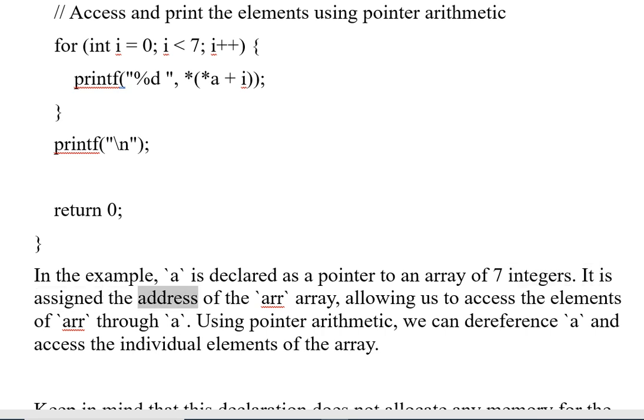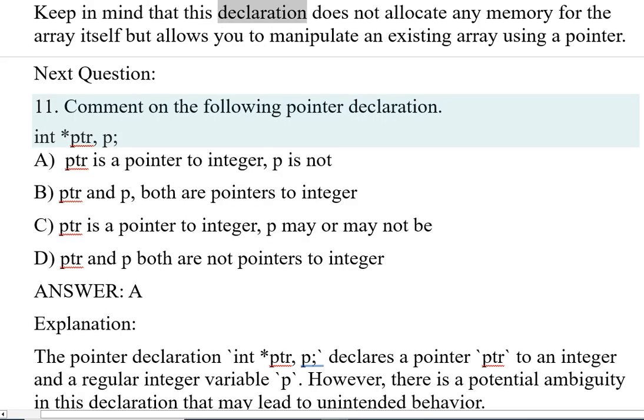It is assigned the address of the arr array, allowing us to access the elements of arr through a. Using pointer arithmetic, we can dereference a and access the individual elements of the array. Keep in mind that this declaration does not allocate any memory for the array itself but allows you to manipulate an existing array using a pointer.